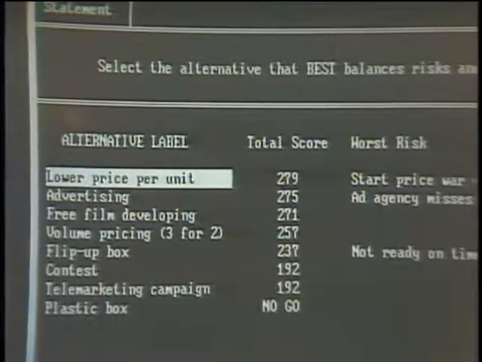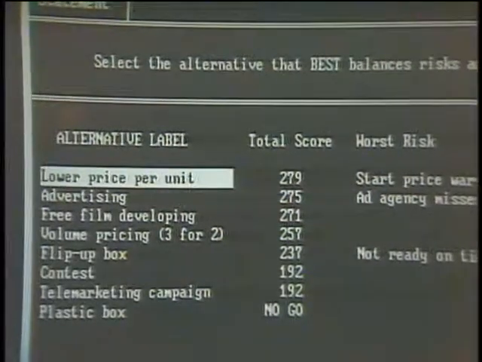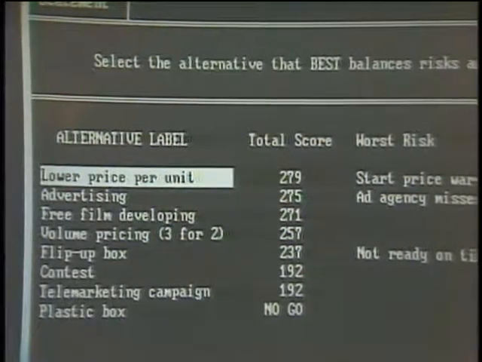So lower price per unit was the optimum choice here, a little bit ahead of advertising, with the risks identified with it. And certainly in a range of recommendations, we may be looking at three. Mike, can I ask you to pass the keyboard over to Bill for a second? Sure. And Bill, if you can bring up at risk.